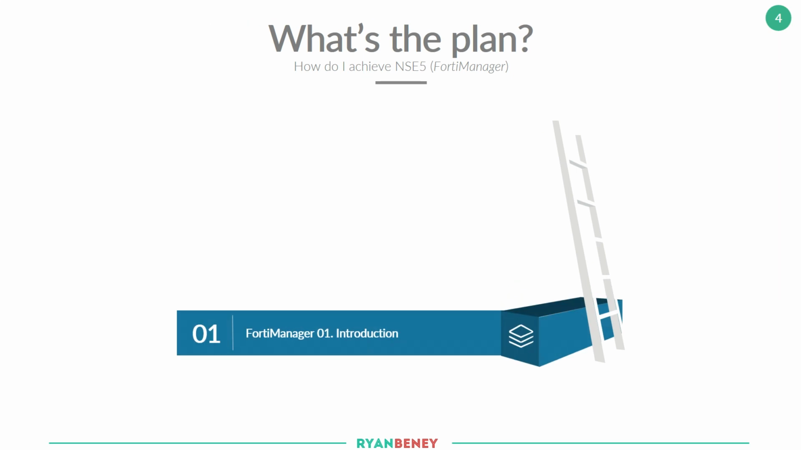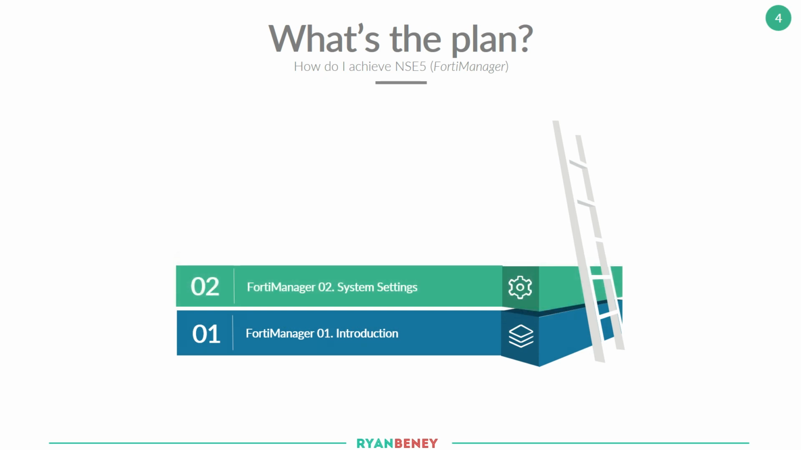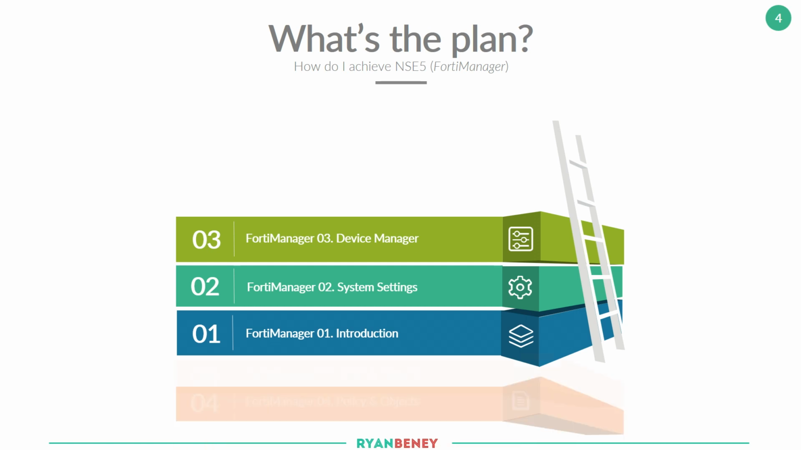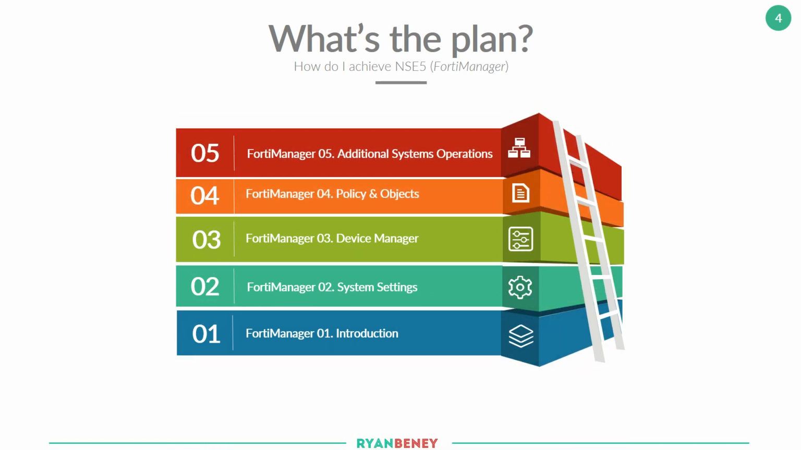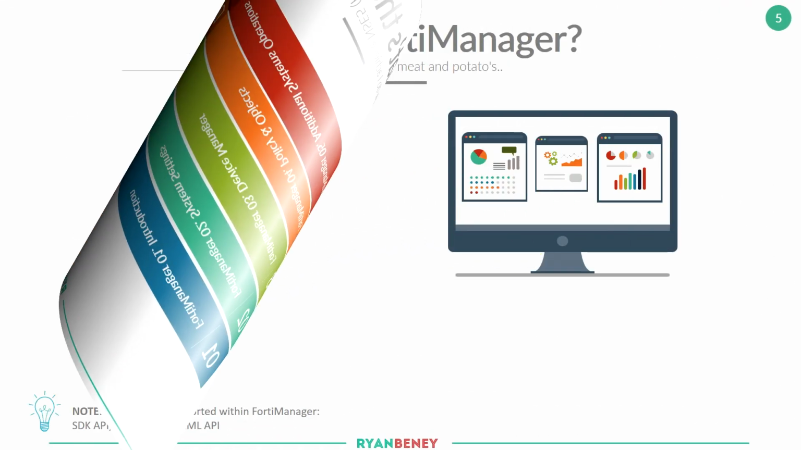So what's the plan? How do we achieve the NSE5? Now, as we know, it's a 2-part exam. Half it's FortiManager, half it's FortiAnalyser. Now this part of the video series is actually going to go through the FortiManager element first. Let's have a look at the steps involved to achieve the NSE5. First, we're going to look at the FortiManager. We're going to have an introduction into it. Second, we're going to review the system settings. Third, the device manager. Fourth, the policy and objects. Fifth, we're going to look at the additional system and operations.